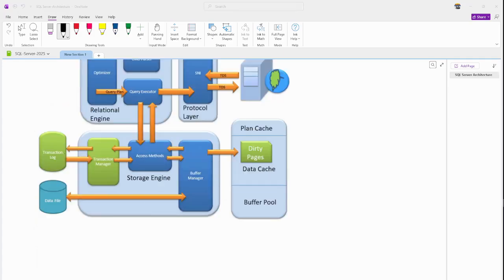Now let's see the interaction between the transaction manager, the transaction log, and the buffer manager. We'll see how it is going to work. The interaction between the transaction manager, log manager, and buffer manager is the core mechanism that balances performance with data safety.